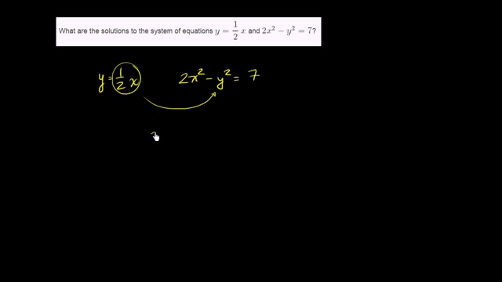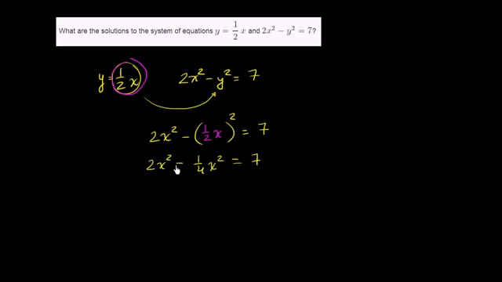So in this equation we have 2x squared minus y squared, but now we're saying that y must also be equal to 1/2 x, and that is going to be equal to 7. Now let's see if we can solve for x, doing a little bit of algebraic manipulation. So we get 2x squared minus, 1/2 squared is 1/4, and then x squared. So let's say it's 1/4 x squared is equal to 7.